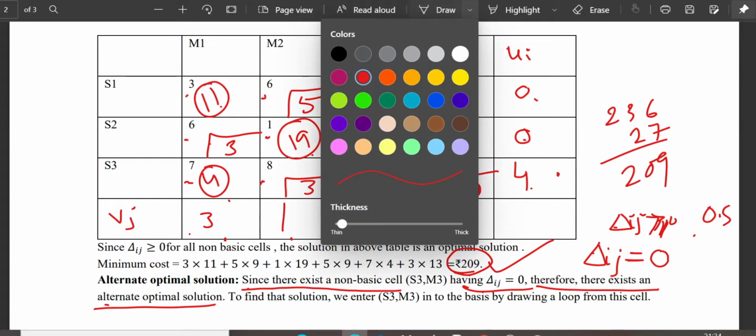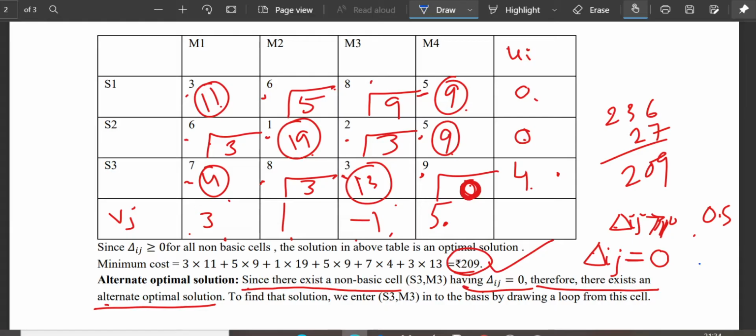Now how to find out that alternate solution? Alternate means more than one solution. Now how to find out that alternate optimal solution? You have to draw a loop from here. Okay, from this cell. Wherever you get 0, make a loop from there. For the loop, you have to move over the basic cells. Suppose I go to this 9, but if I go to this 9, I can then go to 19, then nowhere I can go because diagonally I cannot move. So I move further to this 9. Okay, now see, I can move here 11, then I can move to 4, and then I can come back. So you can draw only horizontal and vertical lines to draw the loop.